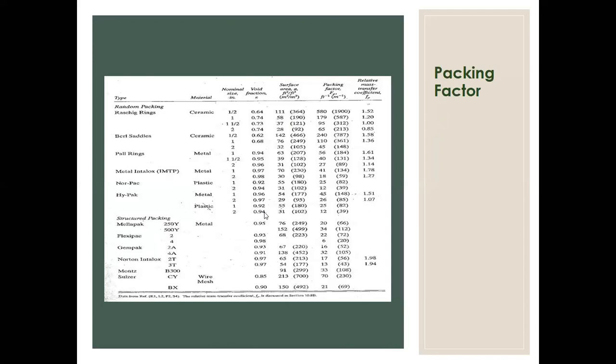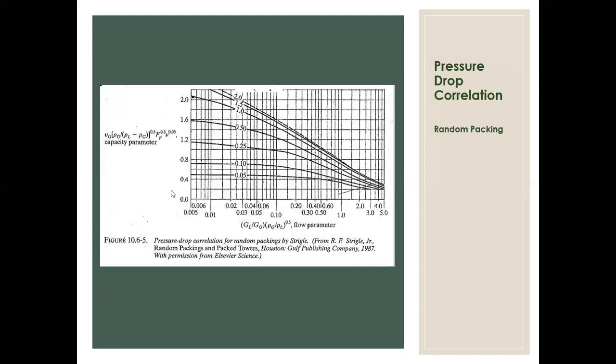For those who were just taking this for now, for metal Pall rings, 1 inch, you get the packing factor here. So 56 per foot, and if it's meters that you will use, you will have 184. So that's for the metal Pall rings. It's 56. Now, you already have the pressure drop.